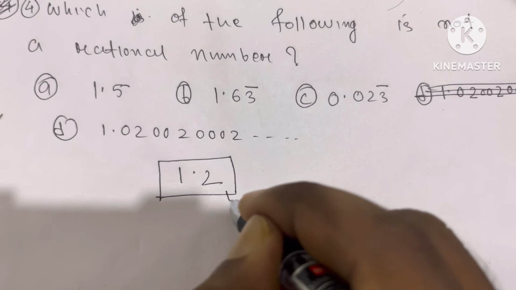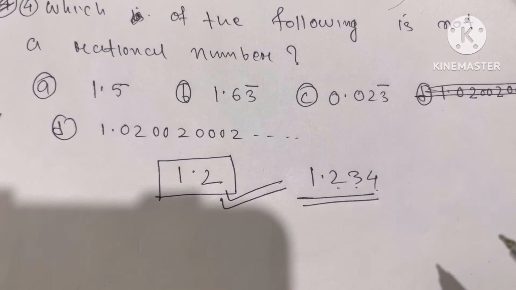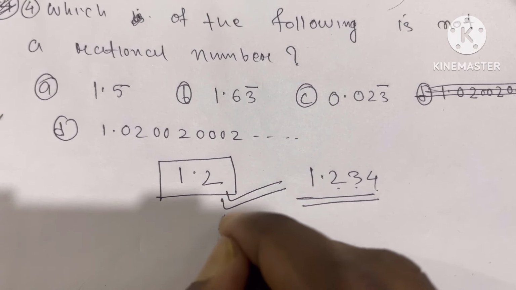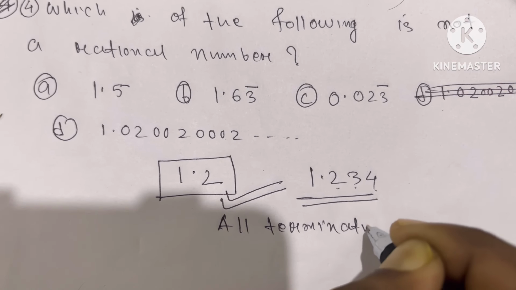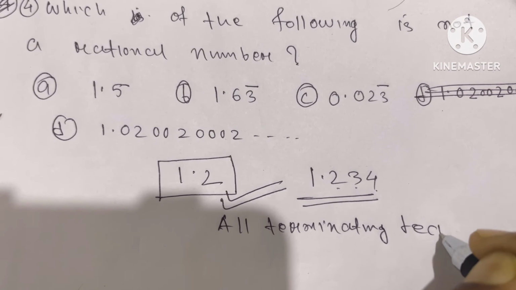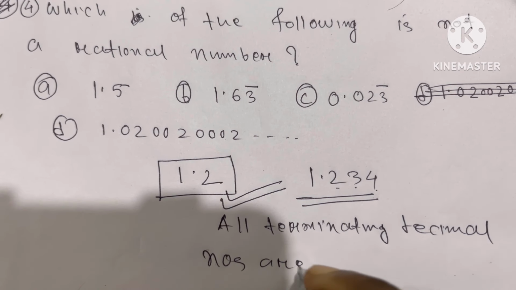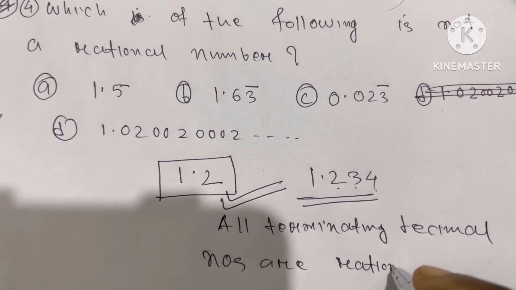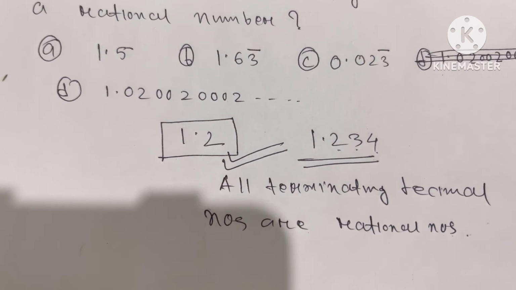So all terminating decimal numbers are rational numbers. 1.234, because after the decimal there are 3 digits. That's why this is a terminating decimal number. That's why this is also a rational number. So always remember, all terminating decimal numbers are rational numbers, because every terminating decimal number we can write in the form of p by q.